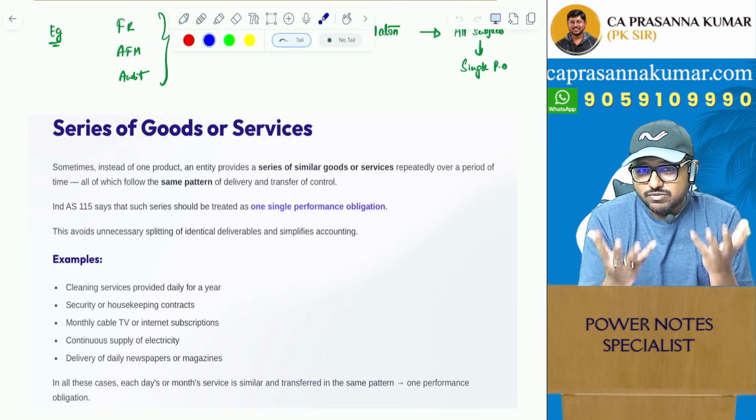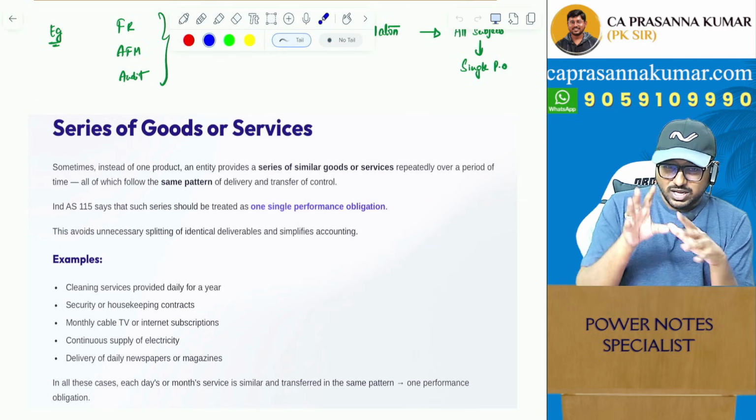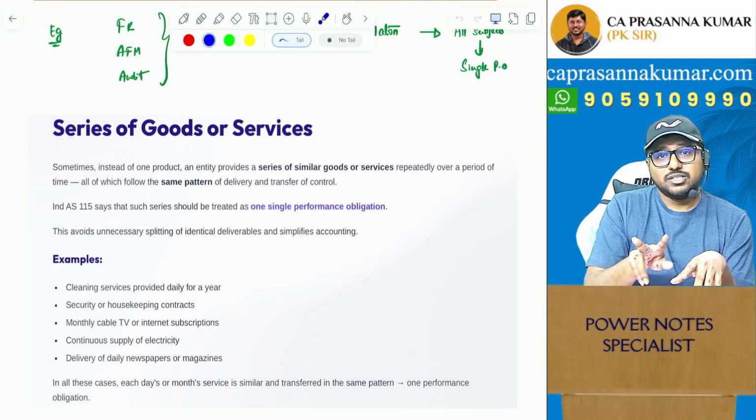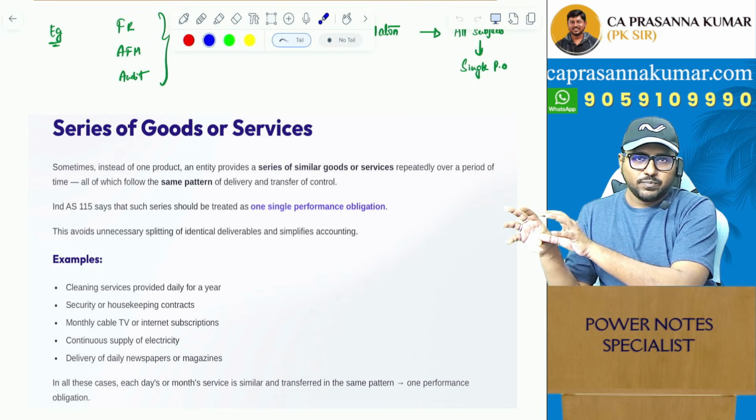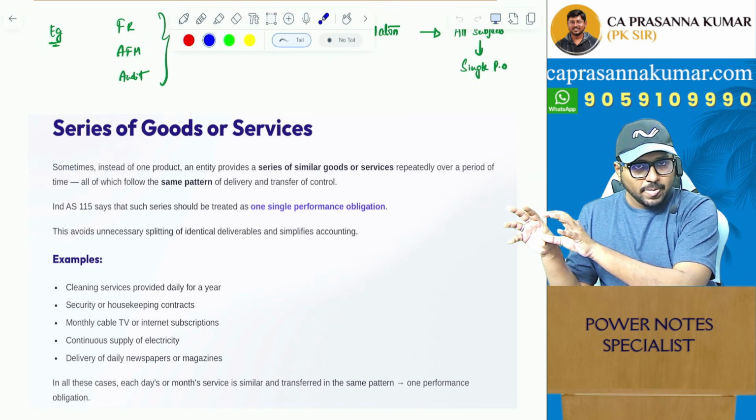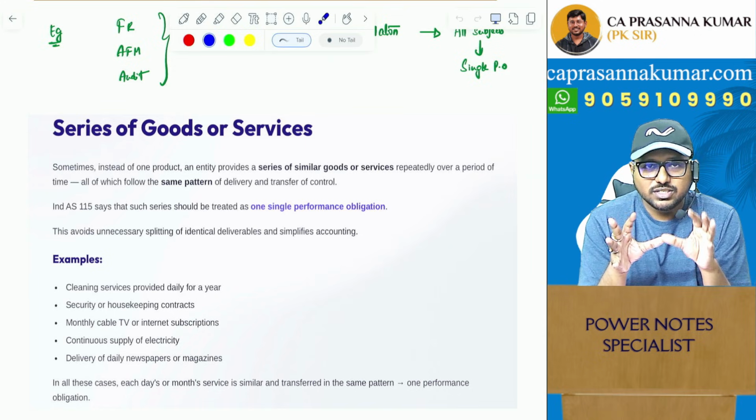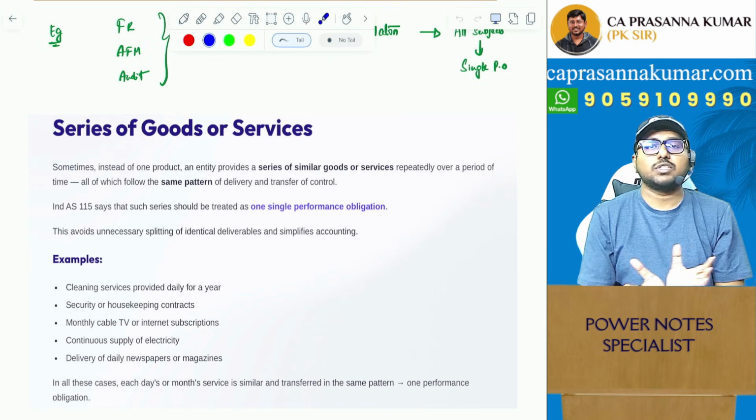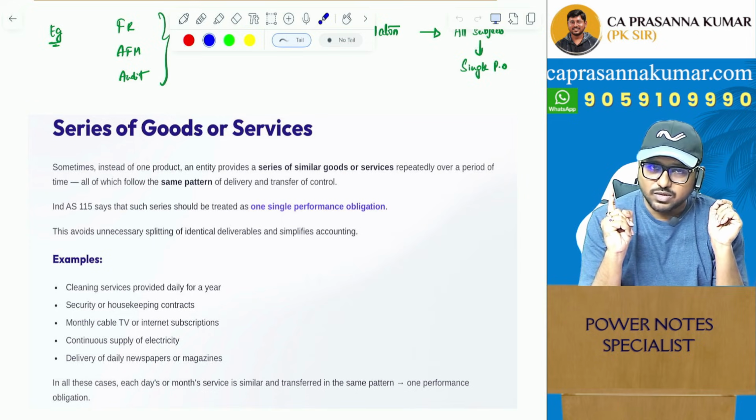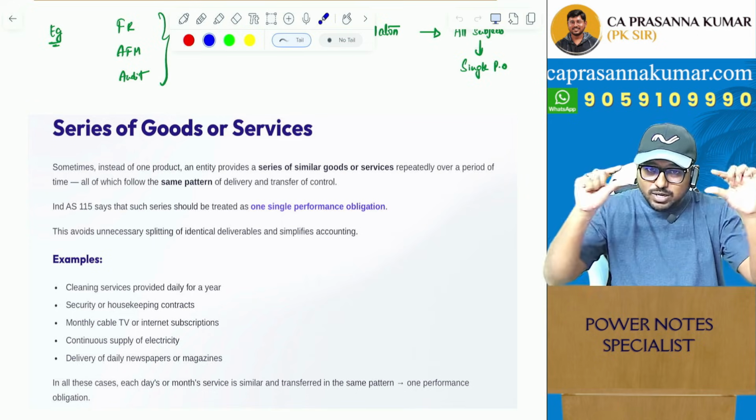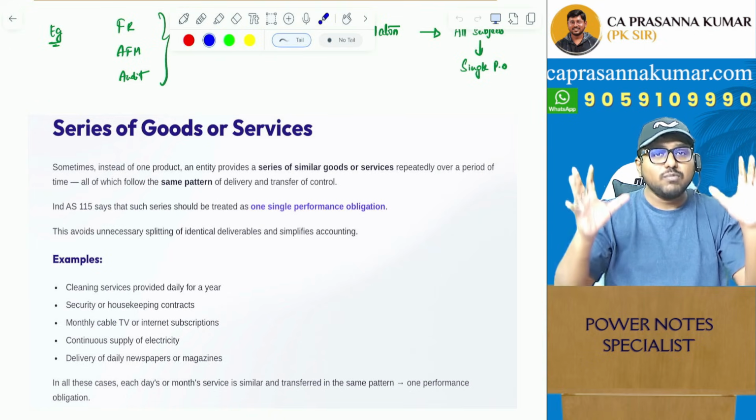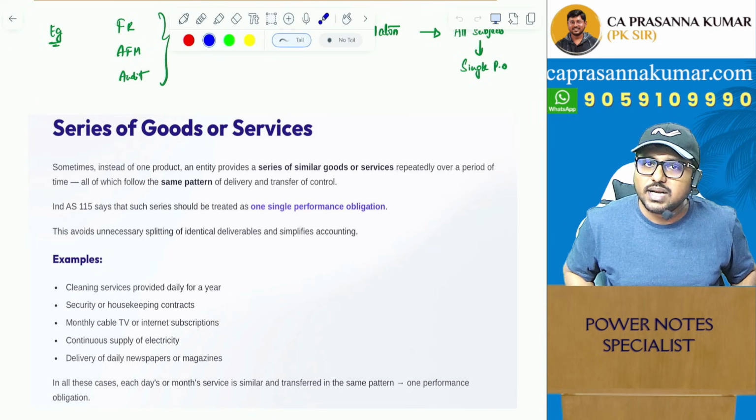Now, what is the use of identifying a distinct good or service? Once it satisfies these two conditions and you can call it a distinct good or service, that transforms into one single PO. Got it? If it does not satisfy the distinct criteria, then all the goods or services put together will be called one single PO. Otherwise, each and every good or service, if both the conditions are satisfied, will be called a single PO. In that case, you will have multiple POs.